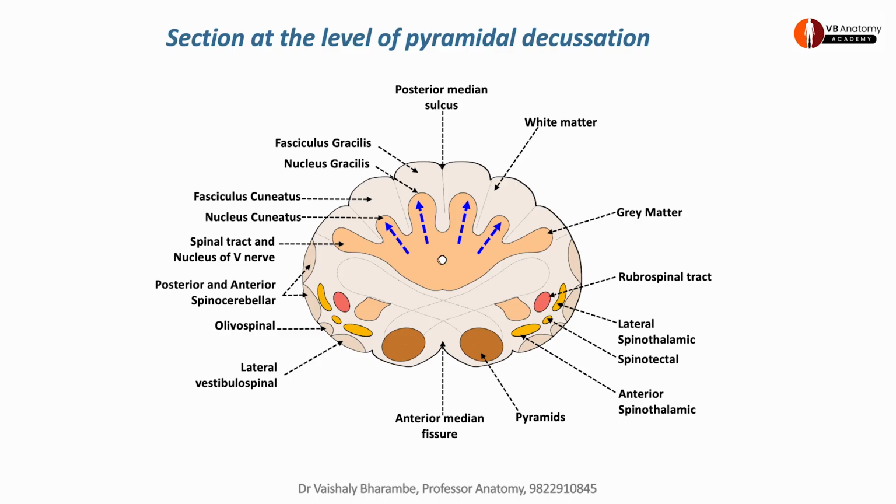Here you can see the pyramids and you can see how the fibers are crossing across the midline, cutting off a portion of the anterior grey horn, which is now called the supraspinal nucleus. So this is a section at the level of pyramidal decussation. Very easy to draw if you have some basics clear.